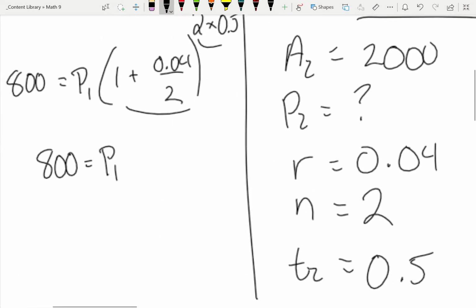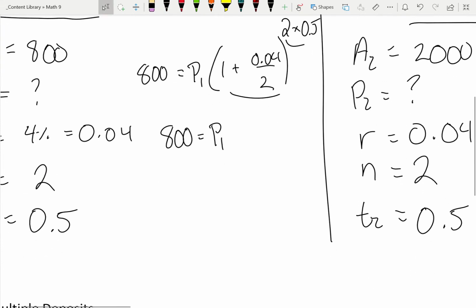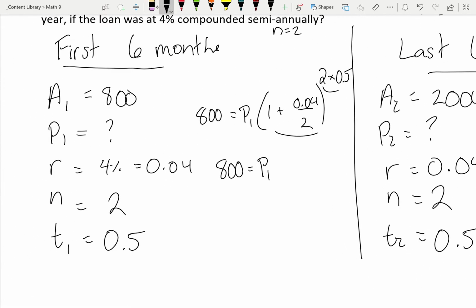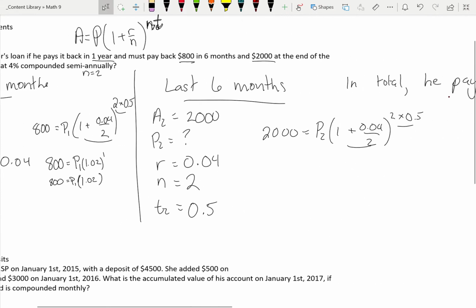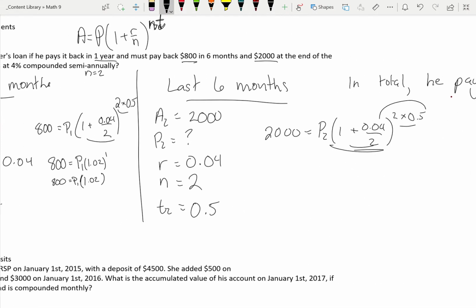So I'm going to have 800 is equal to P1. And let me just deal with this one first. And then this will be 1.02 to the power 1. And 1.02 to the power 1 is actually pretty easy. It's just 1.02. So I can simplify this down to 800 is equal to P1 times 1.02. Or I'll put brackets around just so we know it's multiplying. I don't have to do any work over here because this number and these numbers are the same. So I can make this 2,000 is equal to P2 times 1.02.